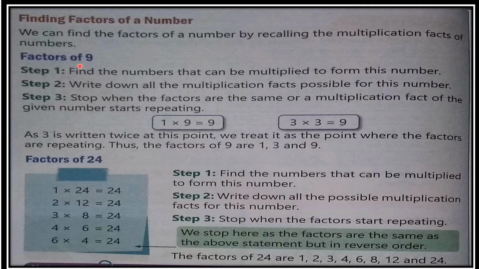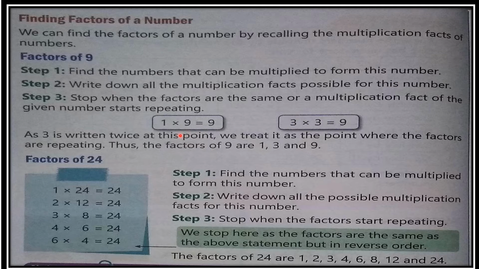Got it? Suppose let's find out here. First step: find the numbers that can be multiplied to form this number. Suppose 9. We know that in the table of 1 all the numbers are there, which means 1 is a factor of all numbers. Now 1 multiplied by 9 is equal to 9, and 3 multiplied by 3 is equal to 9.